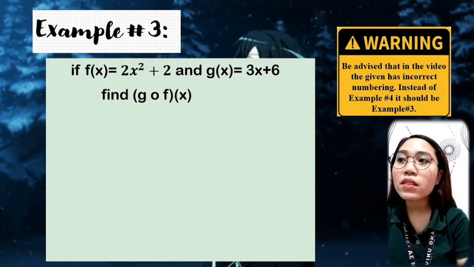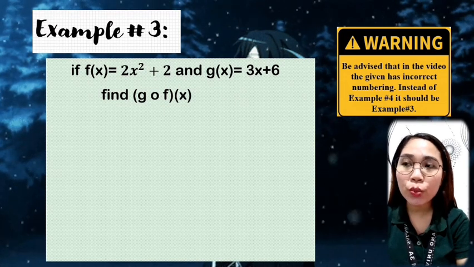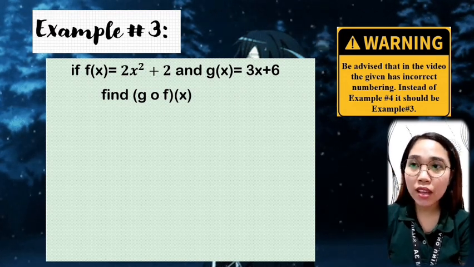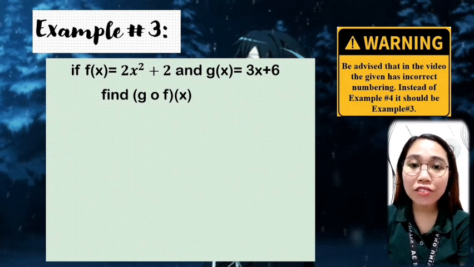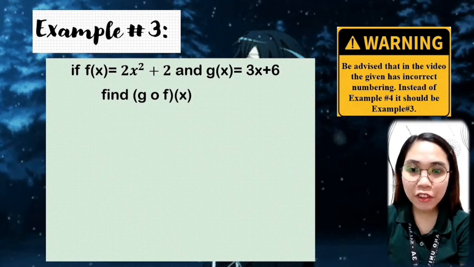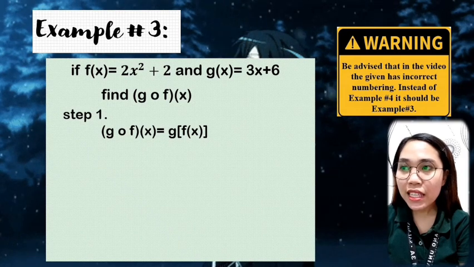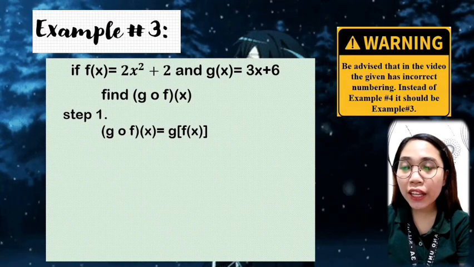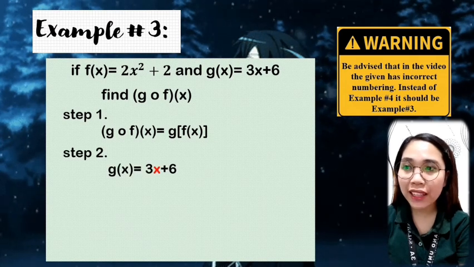The given is, if f of x is equal to 2x squared plus 2 and g of x is equal to 3x plus 6, find the quantity of g circle f of x. First step, write the formula. So we have the quantity of g circle f of x is equal to g of f of x.